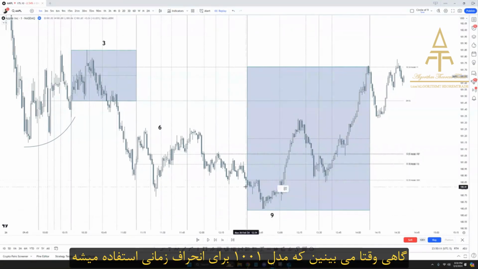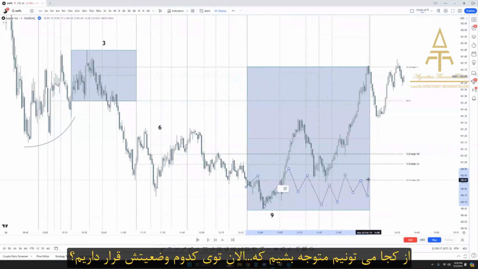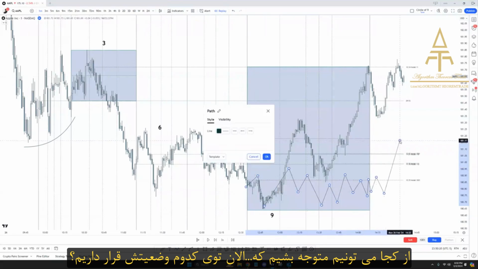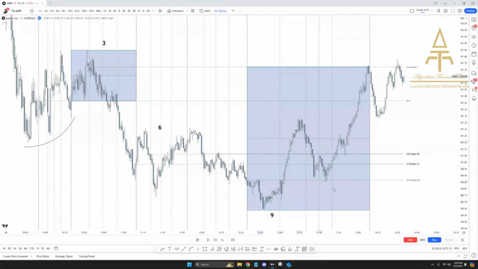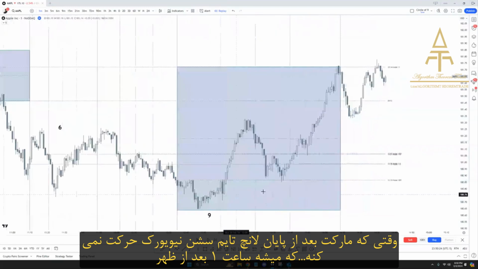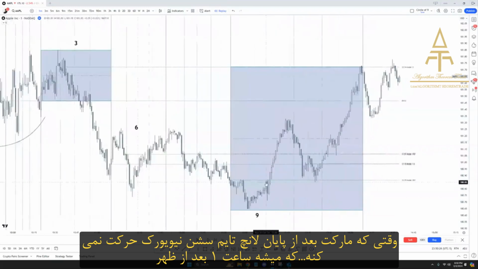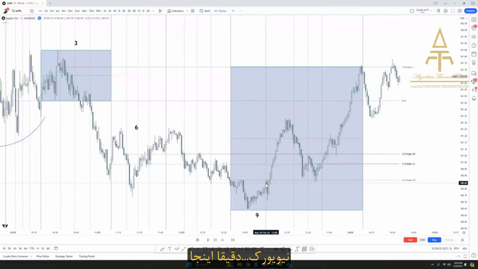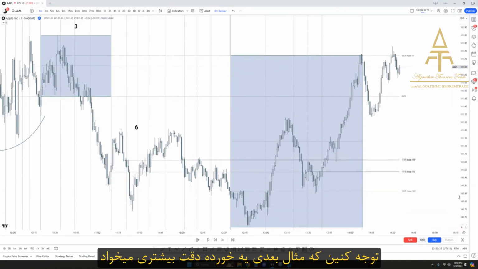Occasionally, you will see Model 1001 be used for time distortion. How do you know what's the case if that were to happen? Is when you begin to not see movement after New York lunch ends, which is 1 p.m. New York, right here.